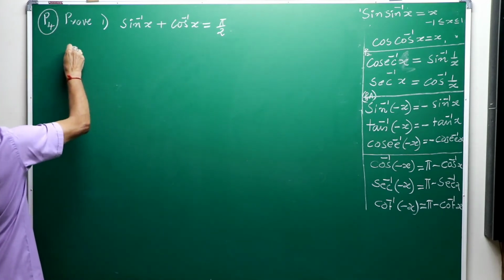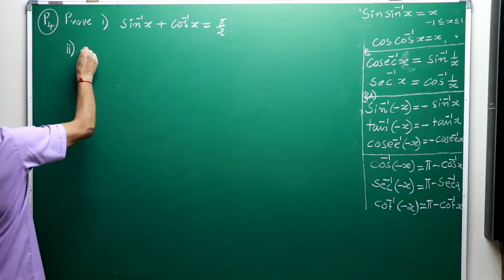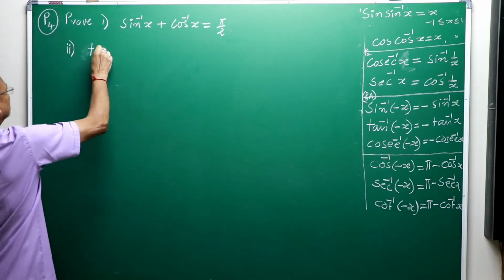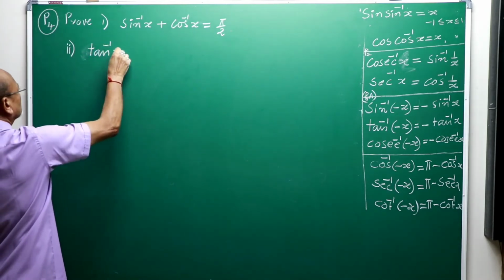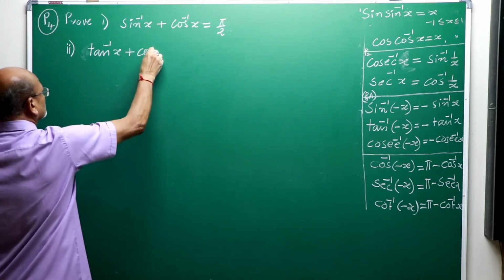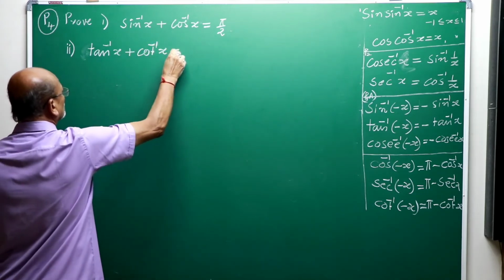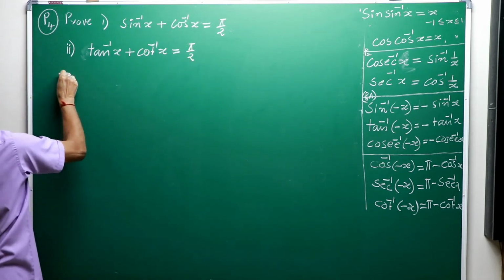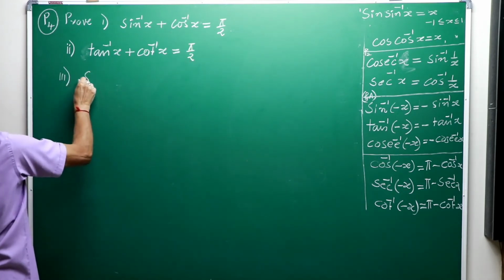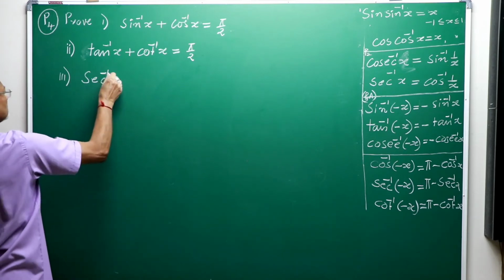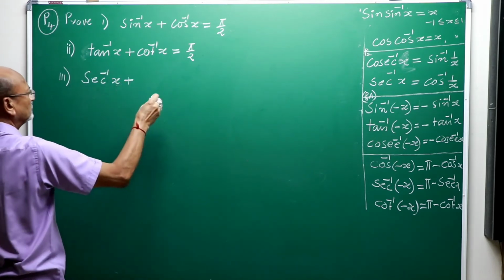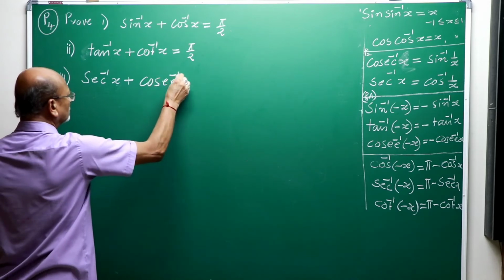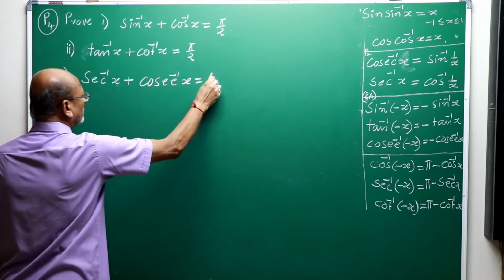Second, tan inverse x plus cot inverse x equal to π/2. Third, sec inverse x plus cosec inverse x equal to π/2.